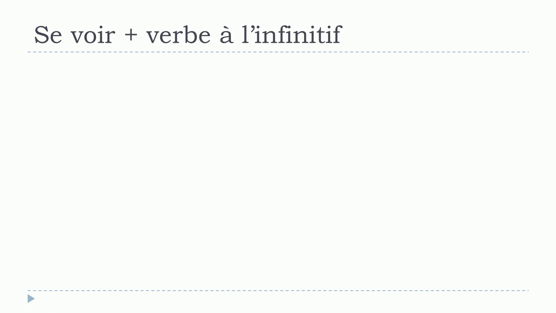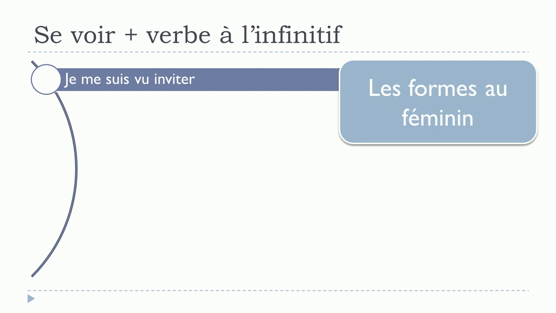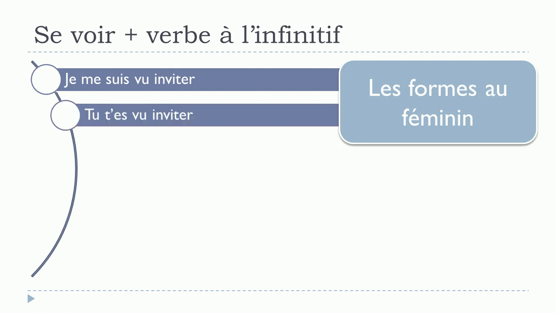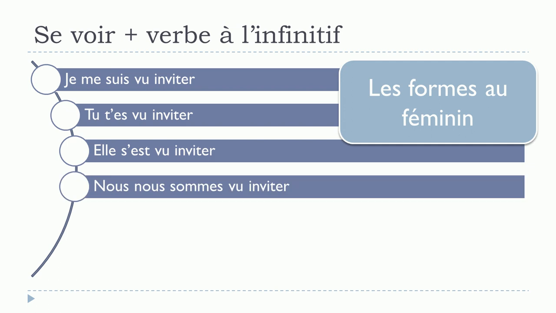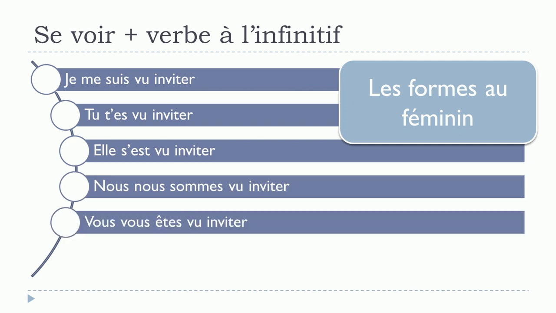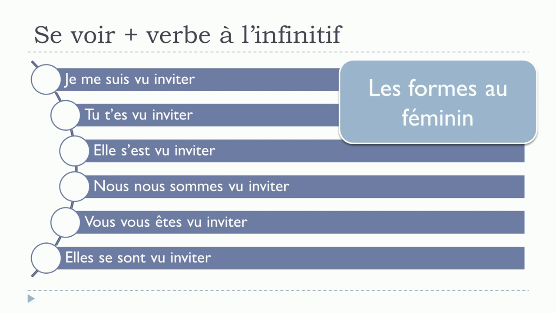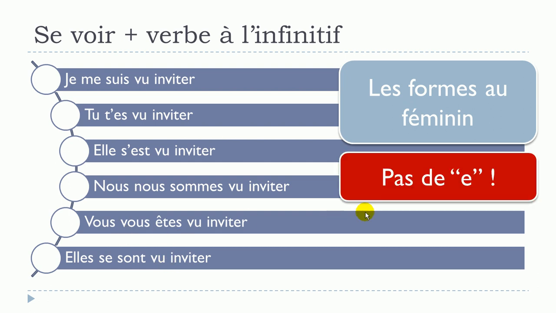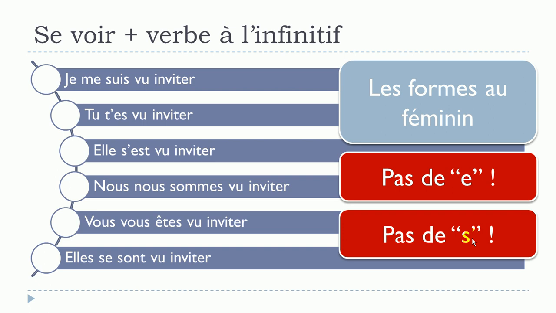Okay? And then for the feminine form, it will go like that. Je me suis vu invité, tu t'es vu invité, elle s'est vue invitée, nous nous sommes vus invités, vous vous êtes vus invités, elles se sont vues invitées. And it's exactly the same thing as we had previously. So for the plural form, you don't put this final s, okay? But then we've got also, because it's the feminine, we don't put this final e that you should put normally in a normal situation. Okay, so pas de E, pas de S à la fin.